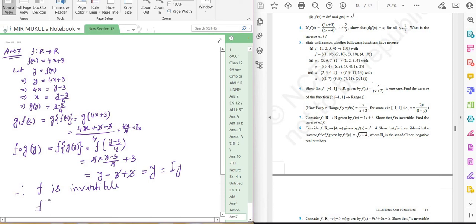And f inverse will be g, where g: R to R and g(y) equals (y minus 3) upon 4. Another method you can also use is to prove it is one-one, and prove it is onto. If it is one-one and onto, after that from onto you can create one new function g, and that g will be the invertible function. But the best way is g o f and f o g. Using this method, you will easily get it.